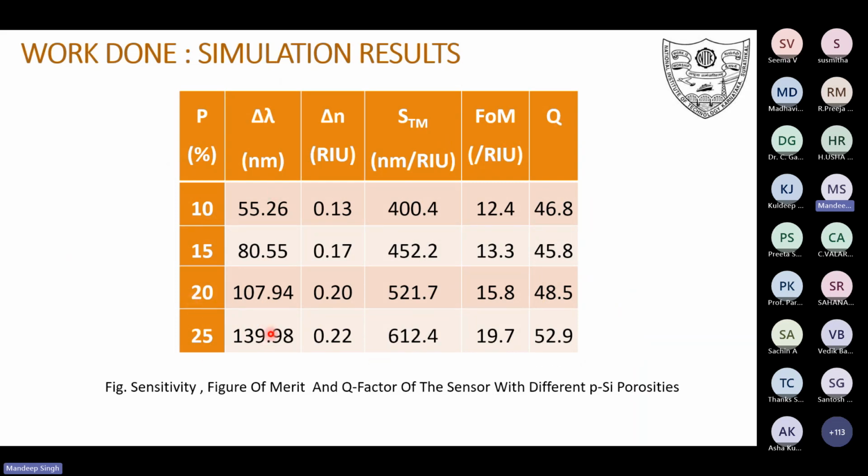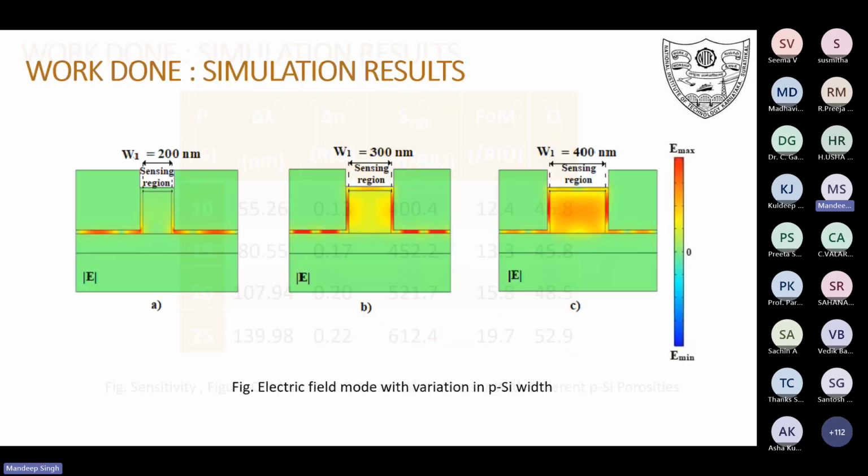And here you can see that we have got a maximum sensitivity of 612.4 nanometer per RIU, and the maximum Q factor is 52.9. So there is a drastic increase. Okay, so there is an increase in the Q factor as well for this design. Okay, so a few more results I want to discuss about the field plots.